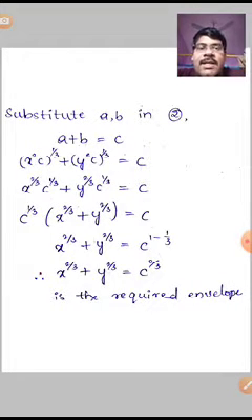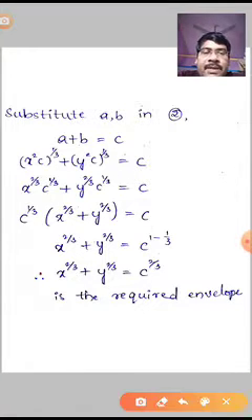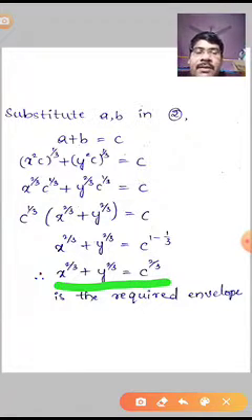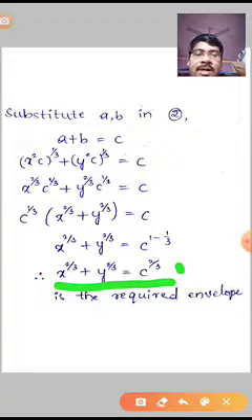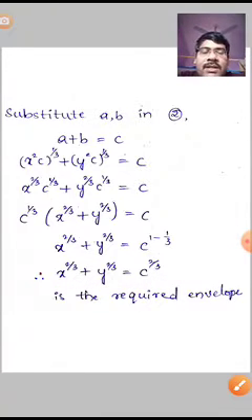That relation is a plus b is equal to c. Here that is x square c power 1 by 3 plus y square c whole power 1 by 3 is equal to c. Here c power 1 by 3 is common on the left hand side, that goes to the right hand side. Therefore x to the power of 2 by 3 plus y to the power of 2 by 3 is equal to c power 2 by 3, which is the required envelope of the family of curves connected by the relation a plus b is equal to c.